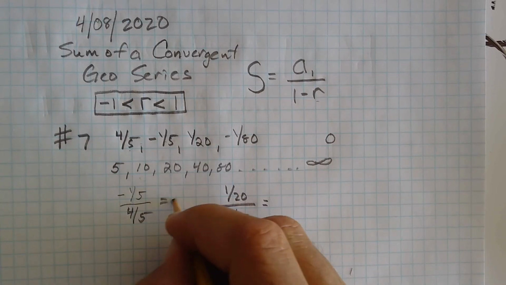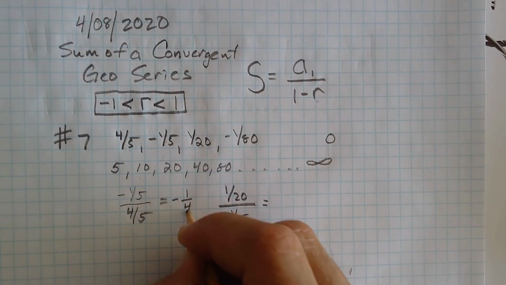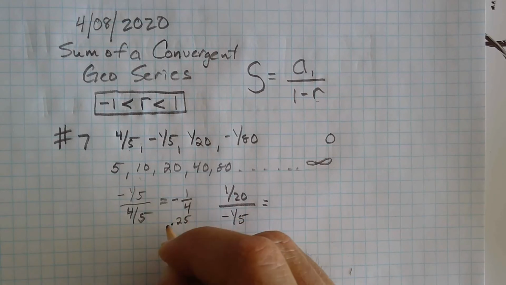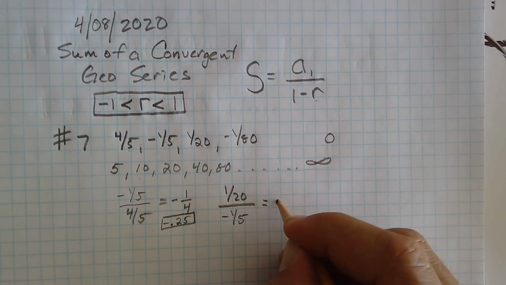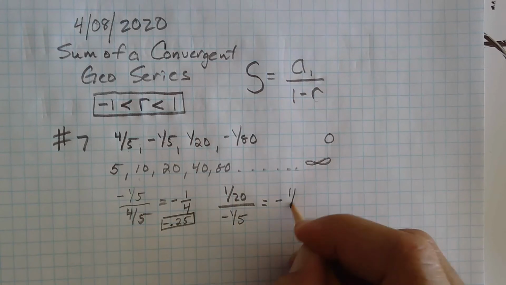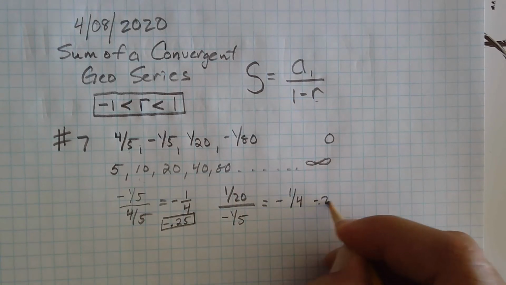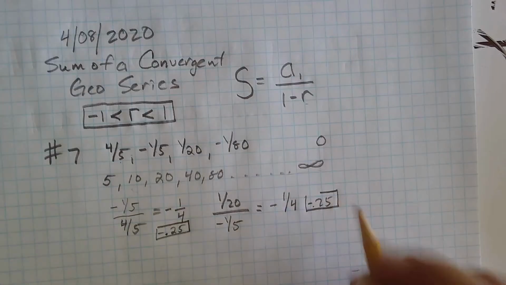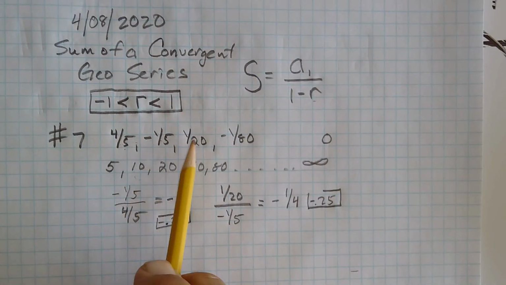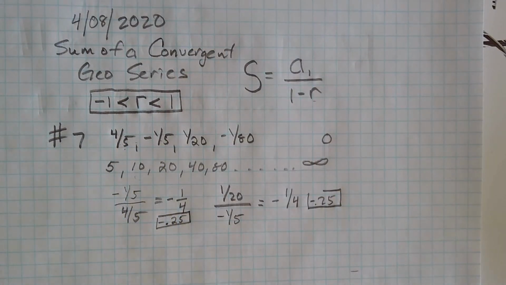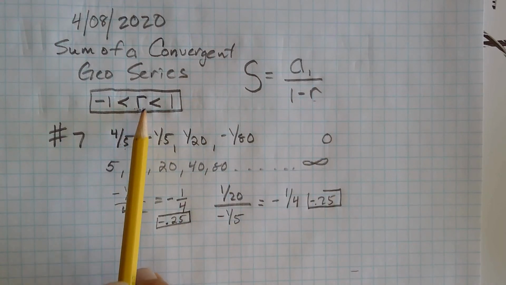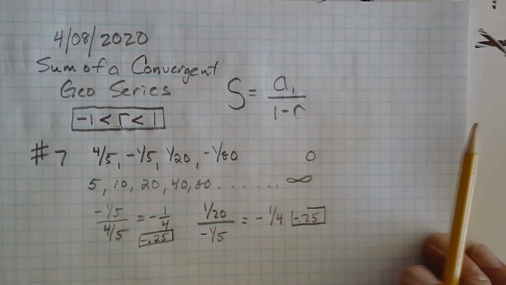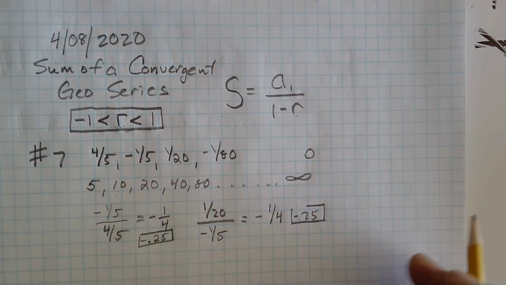So this one is -1/4, which is also -0.25. And likewise, this one is also -1/4, which is the same as -0.25. So each term is only a quarter of the previous term, which indicates to us that this is going to have a convergent sum. It's going to travel towards one number.